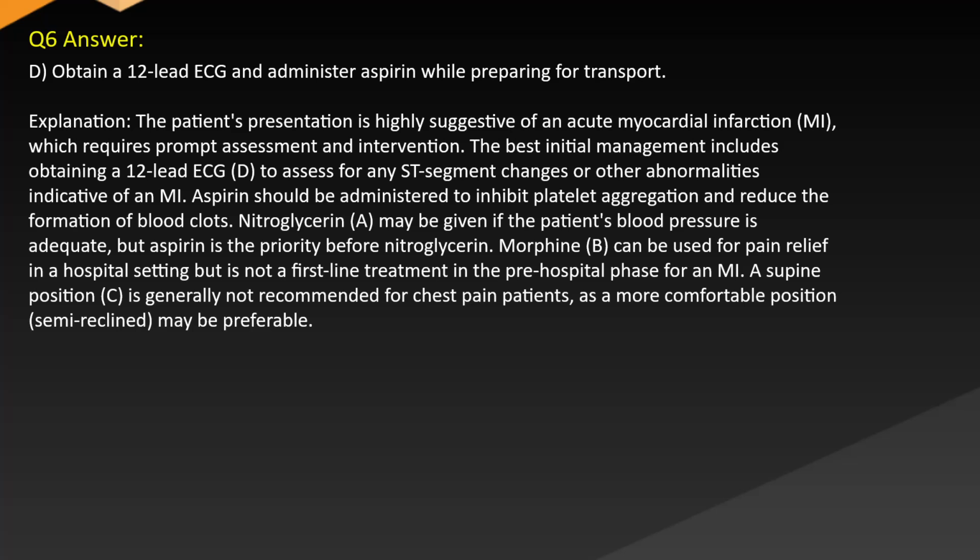Nitroglycerin may be given if the patient's blood pressure is adequate, but aspirin is the priority before nitroglycerin. Morphine, B, can be used for pain relief in a hospital setting but is not a first-line treatment in the pre-hospital phase for an MI. A supine position, C, is generally not recommended for chest pain patients as a more comfortable position, semi-recline, may be preferable.